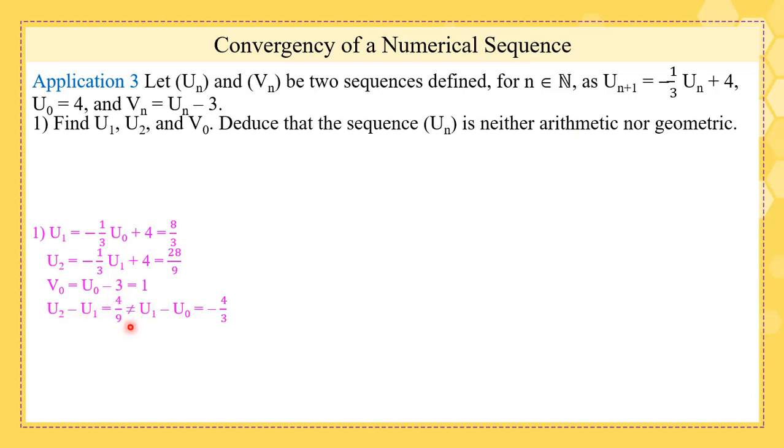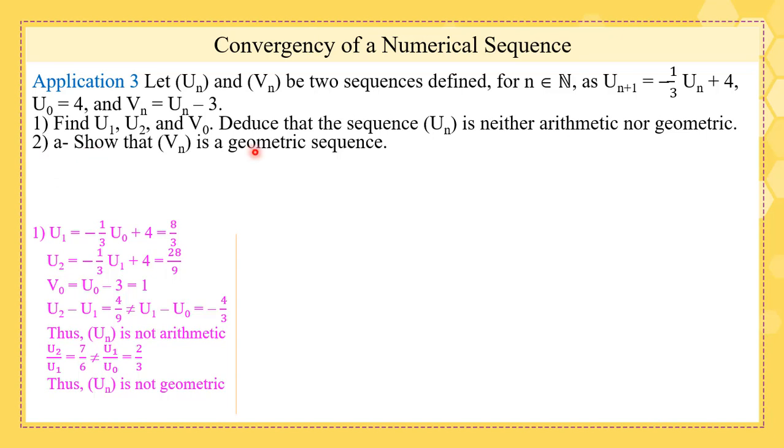Now, to tell whether UN is arithmetic or not, we have to see U2 minus U1 is 4 over 9. It doesn't equal U1 minus U0, which is negative 4 over 3. So we can say that the sequence is not arithmetic. And U2 over U1 is 7/6, which is not 2/3. So we can say that the sequence UN is not geometric. Remember again, if we need to prove that it's not arithmetic and or it's not geometric, it's enough to give specific examples like this. Whereas if we want to prove that UN is an arithmetic sequence and or is a geometric sequence, we need to take it in general and we need to study it in terms of n. Let's continue.